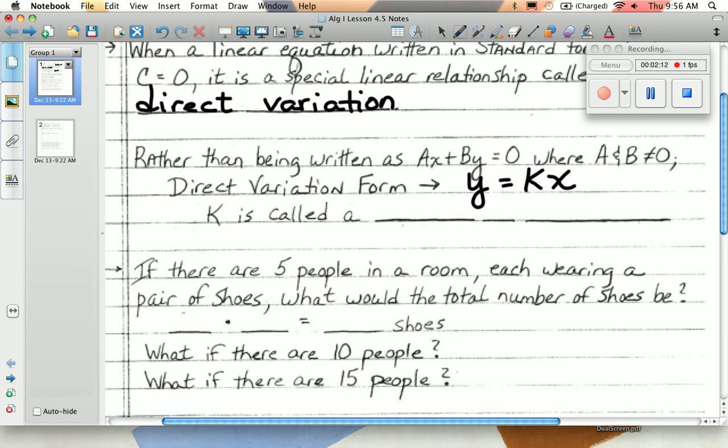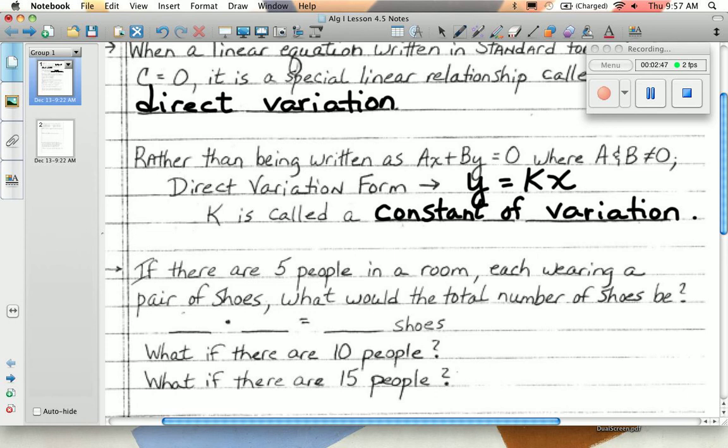Jared? Non-zero constant. Okay, it's called a constant of variation. And you're right, it cannot equal 0. Why can't it equal 0? What would happen if k was equal to 0? Everything else would be 0. Not quite everything, but would there be any x's? No, because 0 times x, the x's would be gone.